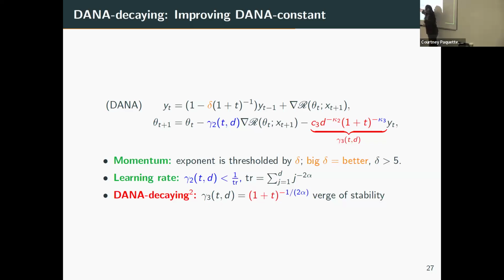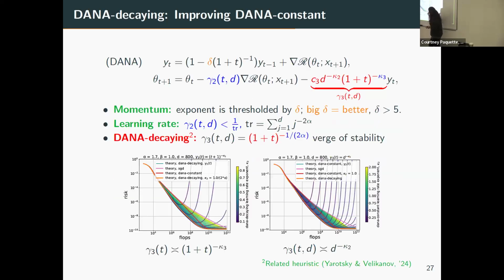You can choose your learning rate to be time dependent, but use the power law exponent of your data. You can choose it to be exactly 1 plus t to the minus 1 over 2 alpha, and you get an edge of stability type effect. So you can look at learning rates which are 1 plus t to a power, and vary this power. For powers which are too small, you diverge. For powers which are too big, you converge, but you get a worse rate of convergence, and it's continuous all the way down to SGD, which is the purple line. This 1 over 2 alpha is exactly the edge here.